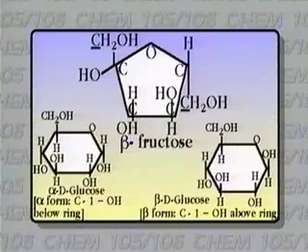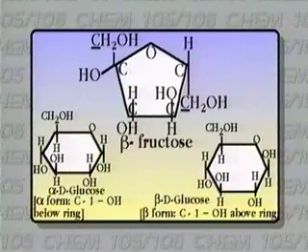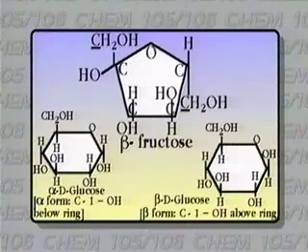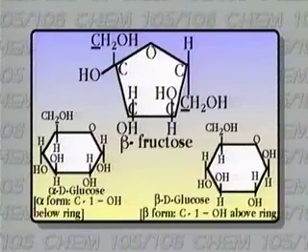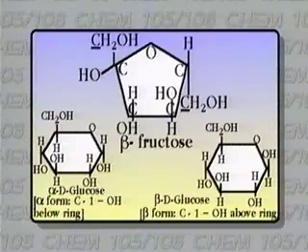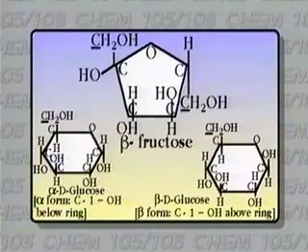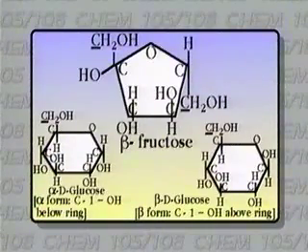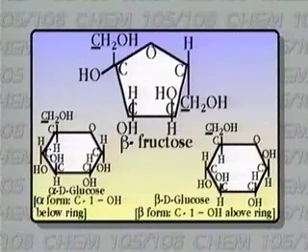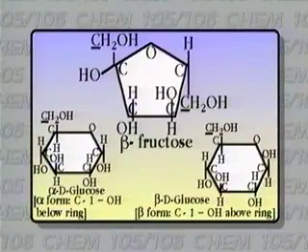But notice this ring in the fructose now has 5 members. It's a 5-member ring, whereas in the 2 glucose molecules we have a 6-member ring: carbon, carbon, carbon, carbon, carbon, and the oxygen. And of course the same thing here. The 5 carbons in the ring and 1 carbon outside of the ring. In the fructose we have 4 carbons in the ring and 2 carbons outside of the ring.